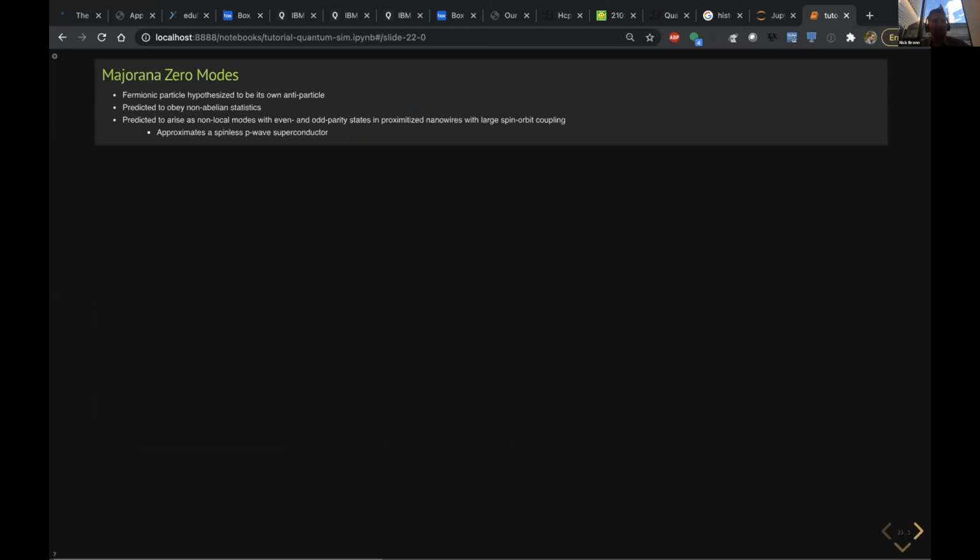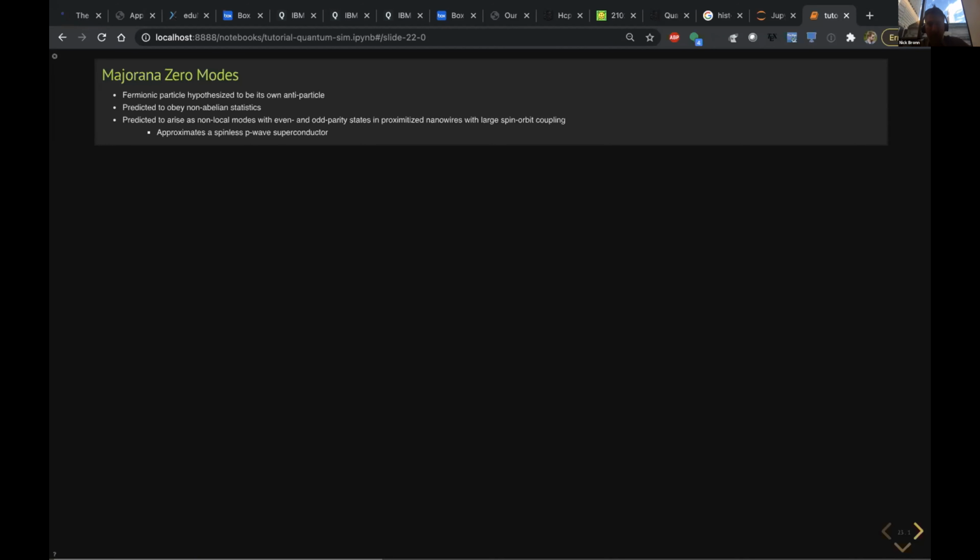Okay, so we applied this to a very simple braiding simulation of Majorana zero modes, which are fermionic particles that were hypothesized to be their own antiparticle. They're predicted to obey non-abelian statistics. So unlike a fermion where you get a minus sign when you change places, or a boson where you get a plus sign when you change places, this non-abelian means it depends on which way you go around when you change places. And that's kind of what I mean by braiding, is you'll go around once with each other.